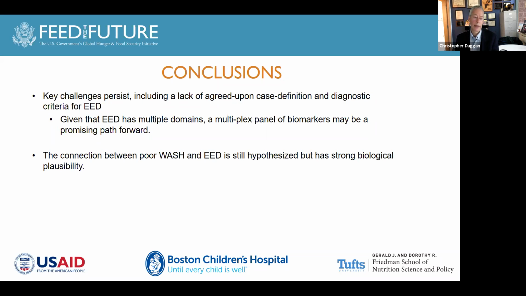The idea that important WASH interventions and EED are related seems obvious to some, but indeed a number of WASH intervention studies have been performed without clear improvements in markers of EED or childhood growth. Next slide.